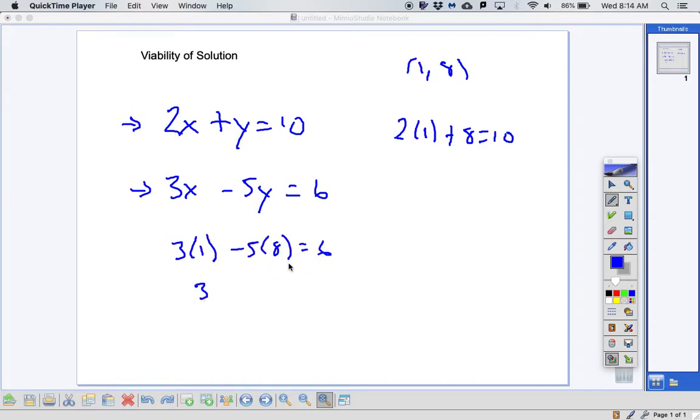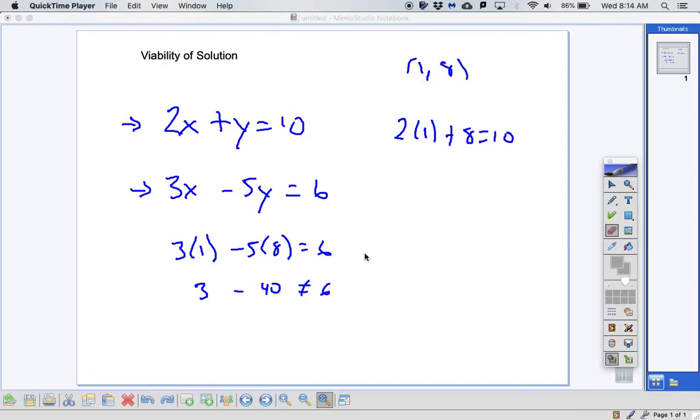3 times 1 is 3. 5 times 8 is 40. And when we subtract that, we definitely do not get 6. So this is not a viable solution for the system, even though it was viable for the top equation. So when you're looking at systems, the viability must be true for both of them.